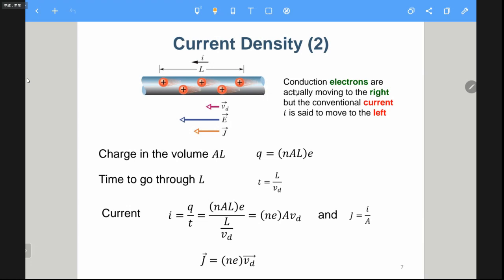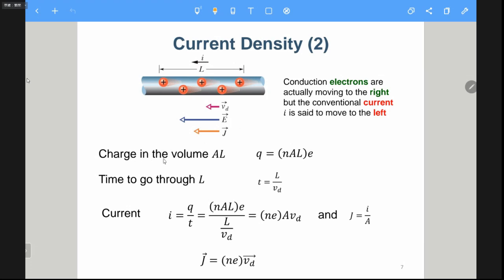So here it says conduction electrons are actually moving to the right, but the conventional current I is set to move to the left. We define I pointing to the left, which means the electrons are moving to the right. But here it just assumes the moving particle is positive. It doesn't really matter whether it is a positive charge moving to the left or a negative charge moving to the right. It gives you the same conclusion. So let's just keep the moving particle going to the left, following the direction of the current.